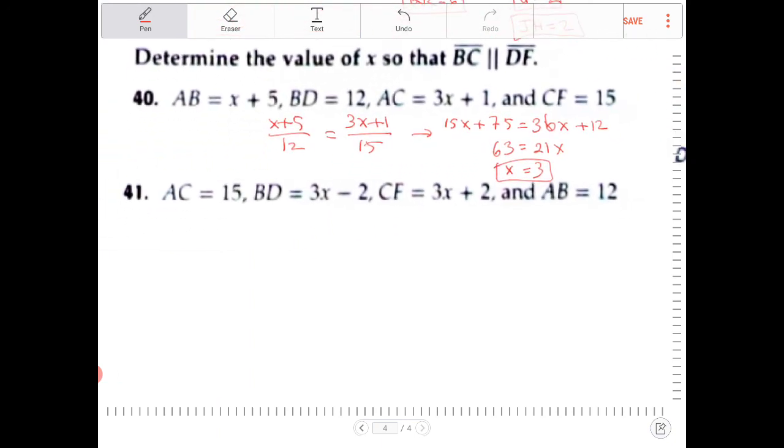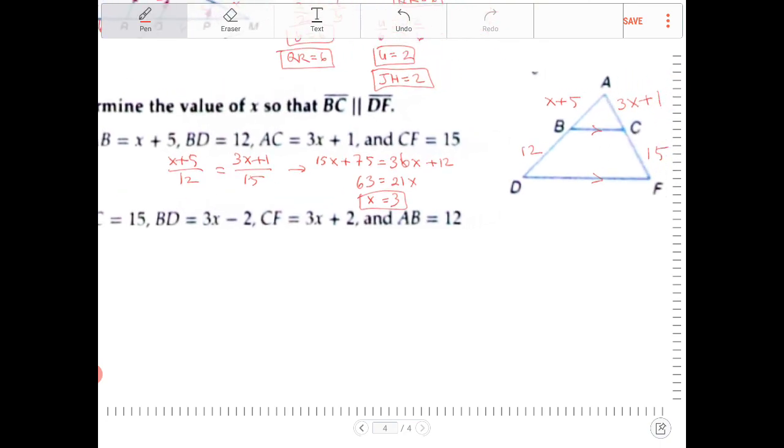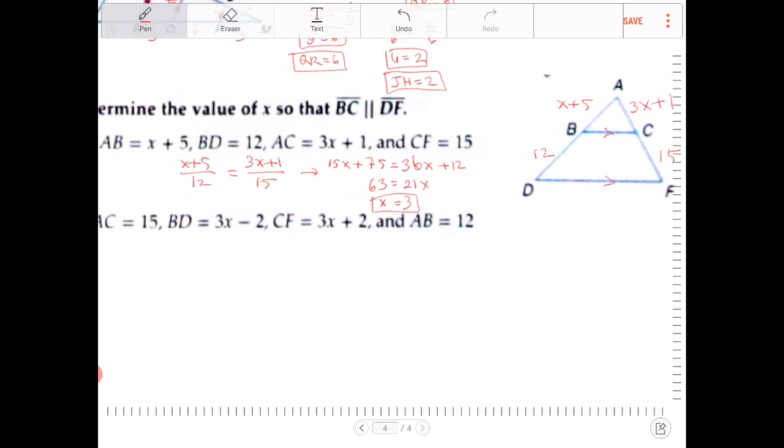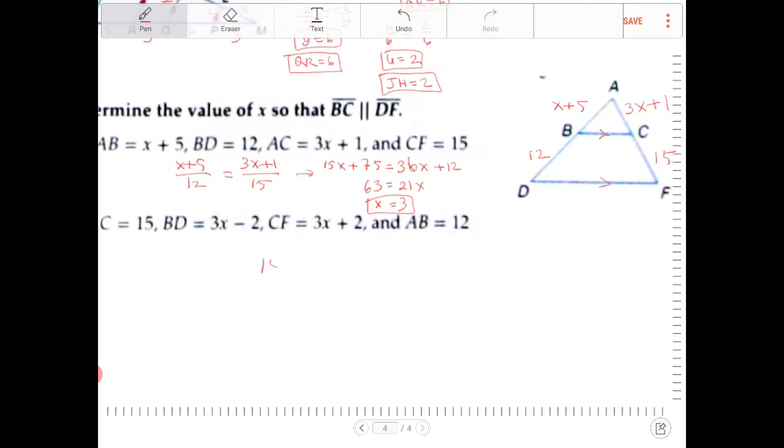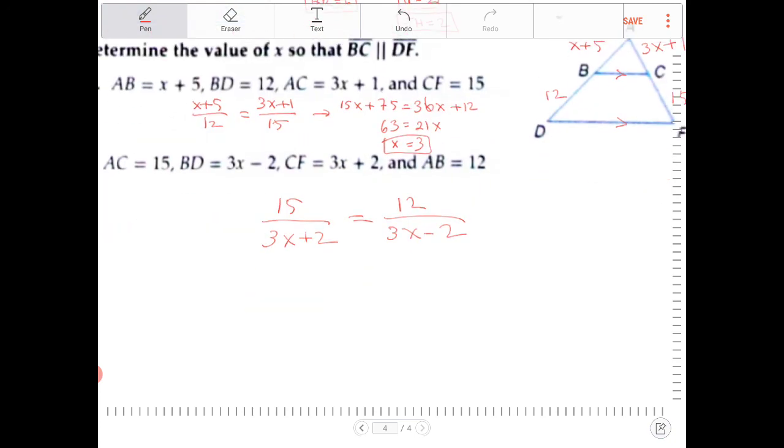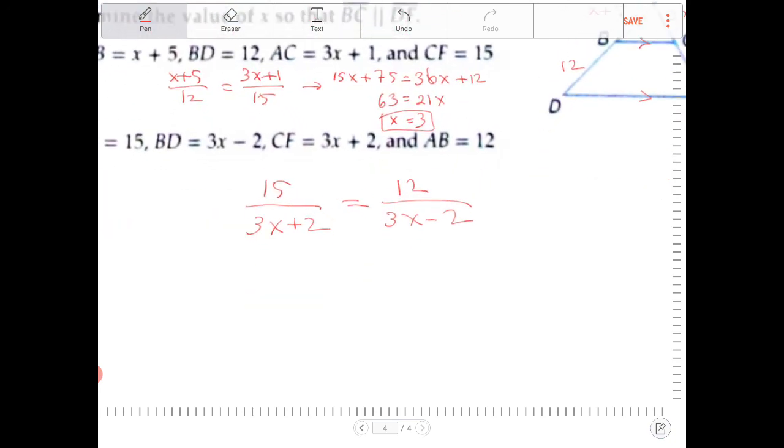Okay, again, same diagram. AC is equal to 15. So I say 15, AC to CF. So 15 to 3x plus 2 is to AB, which is 12, to BD, 3x minus 2. So that proportion has to be true in order for the two lines to be parallel.